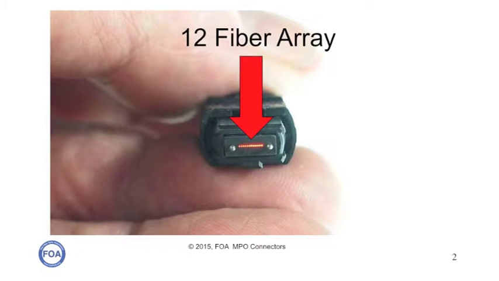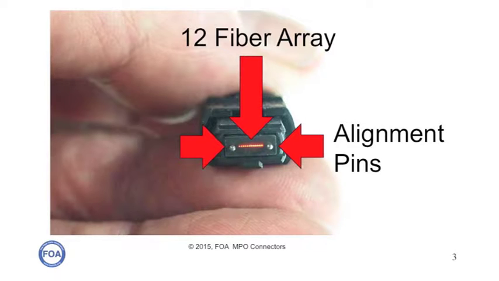As you probably know, the MPO connector is designed as an array connector with 12 fibers in a row, as shown here, or multiple rows of 12 fibers. Although the standard allows for up to 6 rows or 72 fibers, it's very unusual to see anything other than 1 or 2 rows, 12 or 24 fibers in one of these connectors.